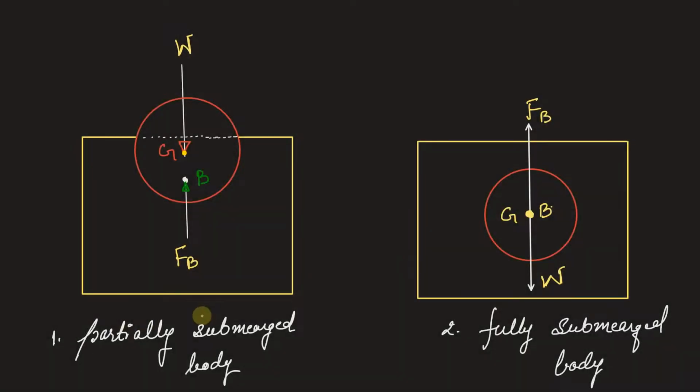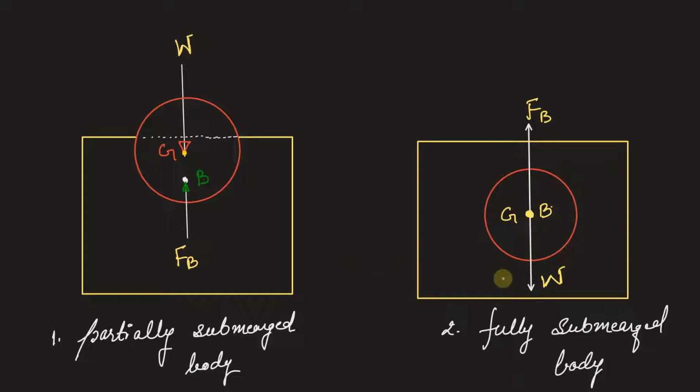The diagram here represents a partially submerged body and a fully submerged body. Now in a partially submerged body, we can see that the center of buoyancy lies below the center of gravity, and in a fully submerged body, the center of gravity and the center of buoyancy coincide. What is the significance of the center of buoyancy and center of gravity here?